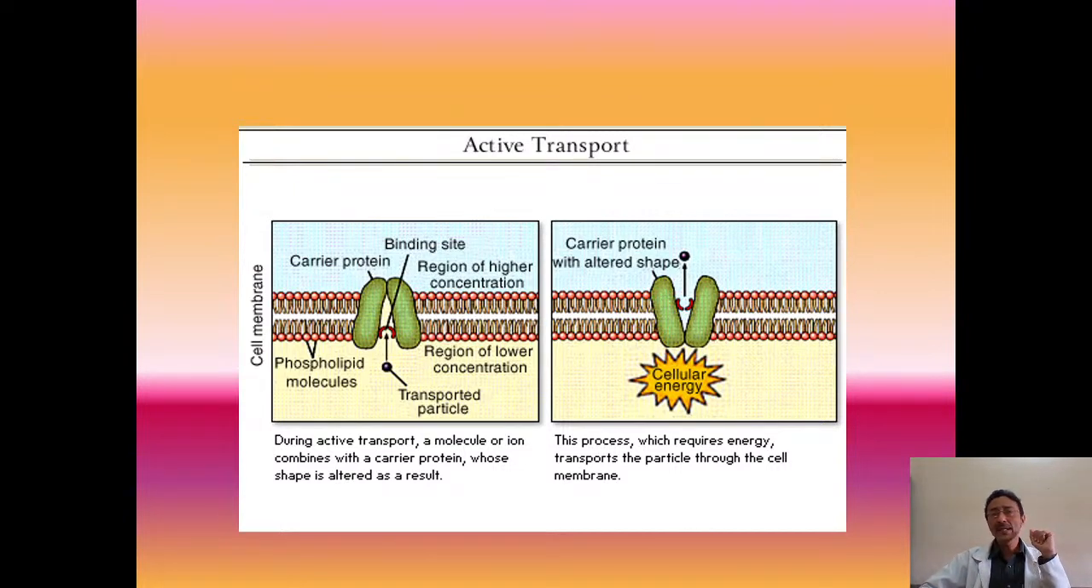So, what do we understand here? Normally, active transport is by means of carrier protein. It occurs against a concentration gradient. That is, the transported particle moves from a region of lower concentration to a region of higher concentration. And how does this occur? This occurs by the activation of the active carrier protein.